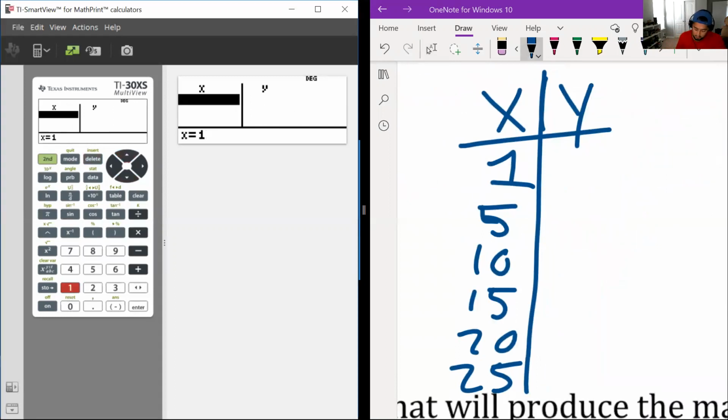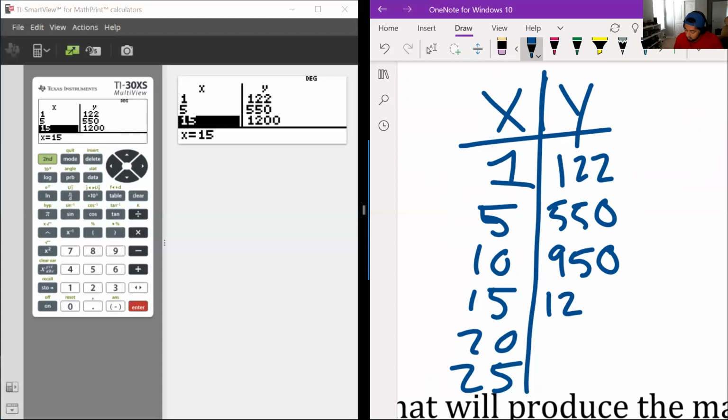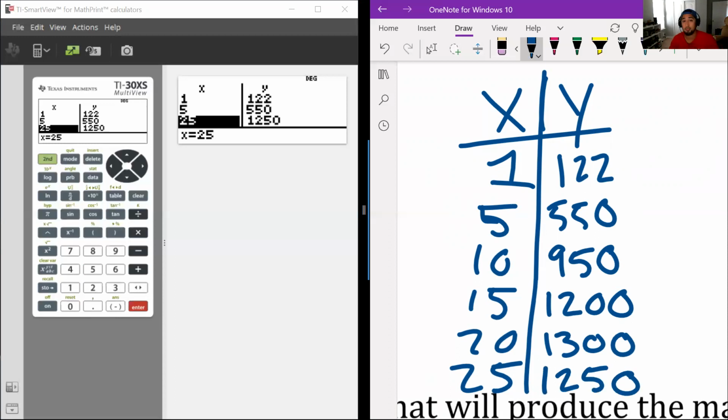All right, so 1 gives me 122. Perfect. 5, 550. 10, 950. 15, 1200. 20, 1300, and 25, 1250. Okay, there you go. Easy as that.